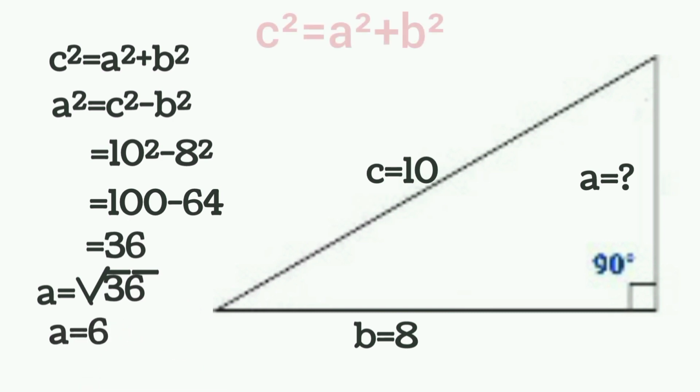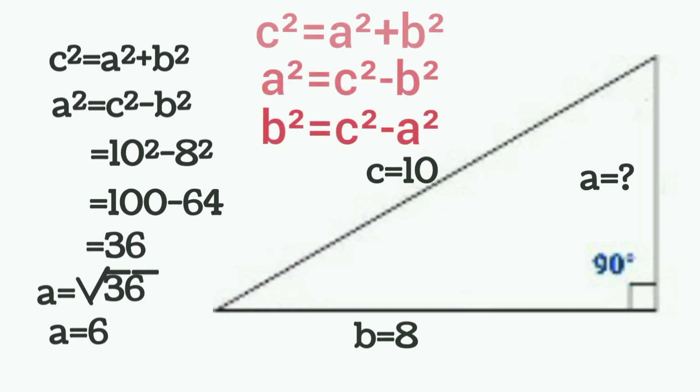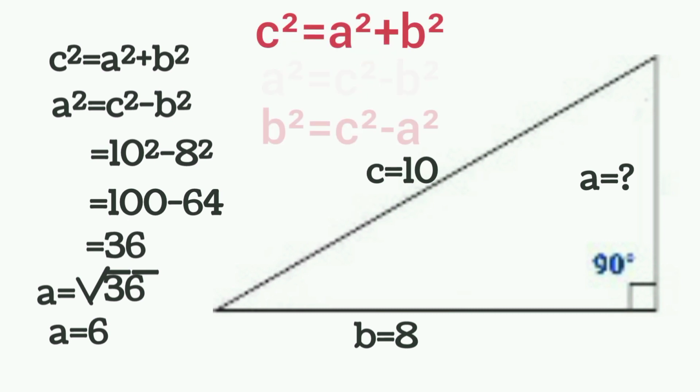If the hypotenuse and one side are given and the other side is unknown, to get the unknown side, just subtract the square of the given side from the square of the hypotenuse.